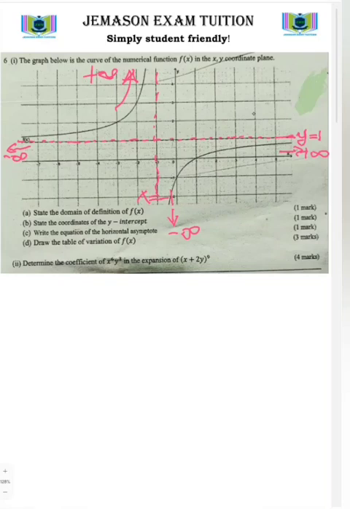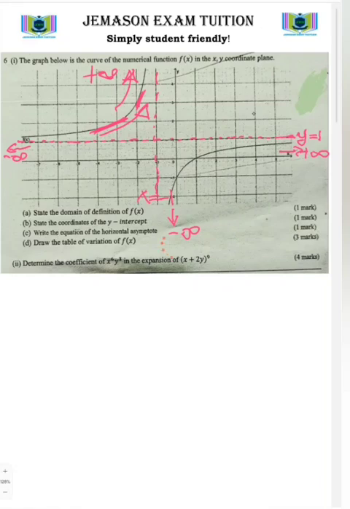Further, we can also notice that to the left of -1, the graph in that region is increasing. It has a positive gradient, because if you draw a tangent to that curve at any point, the tangent will have a positive gradient. So the curve is increasing in that region.